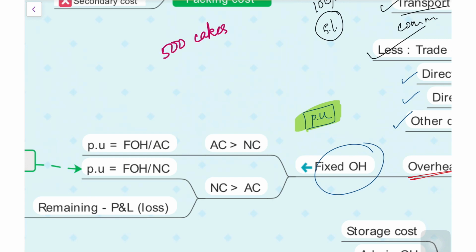In a year you are able to produce how much? 500 cakes. Okay, that will be called your normal capacity. If you're normally working with everything going on at the standard pace, then you will be able to produce how much? What's your normal capacity? 500 cakes, right? Now what is the actual quantity? How much are you able to actually produce?